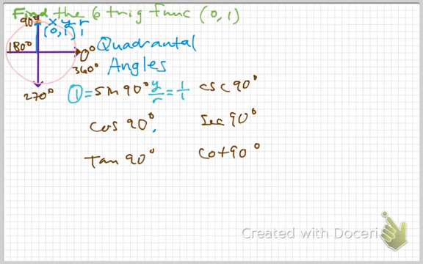How about cosine? X over r. You're just using that coordinate at 90 degrees up here. What is that? 0 over 1, which is 0. Tangent is which letters? Y over x, which is 1 over 0. Can 0 go into 1, class? What do you call that? Undefined.